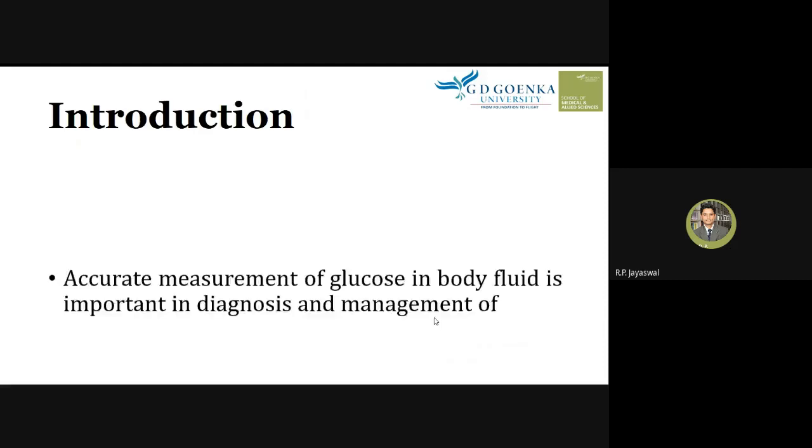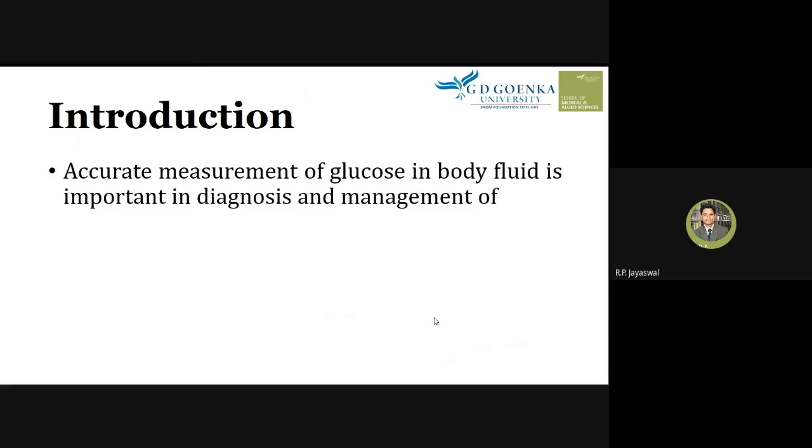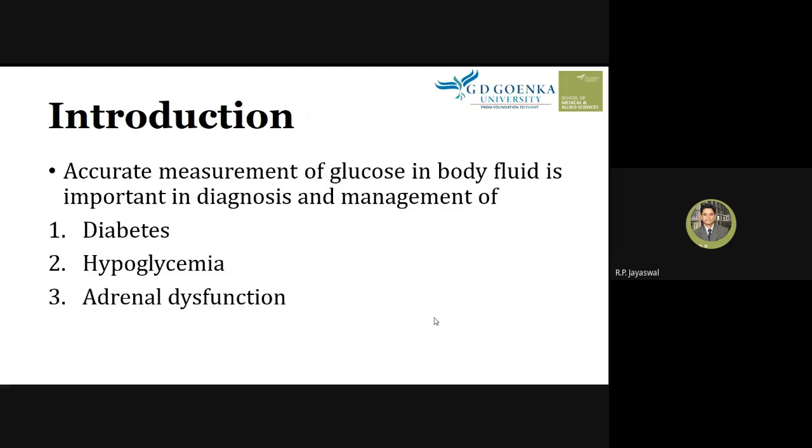Before knowing the procedure, we'll know about the introduction first. Accurate measurement of glucose in body fluid is important in diagnosis and management of diabetes, hypoglycemia, adrenal dysfunction, various other conditions.